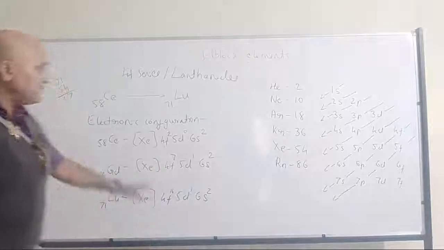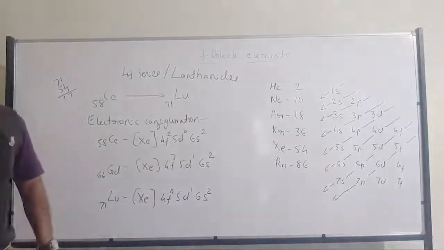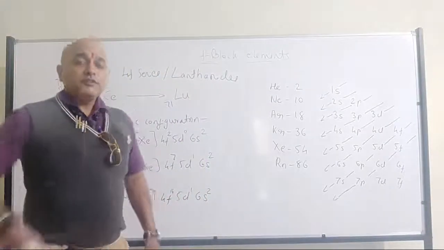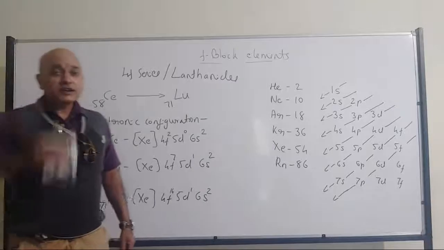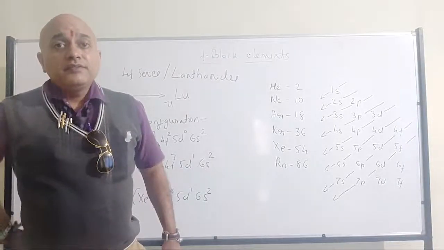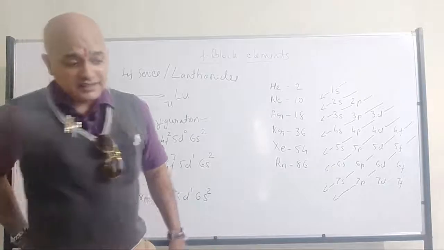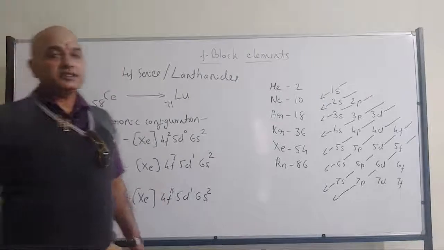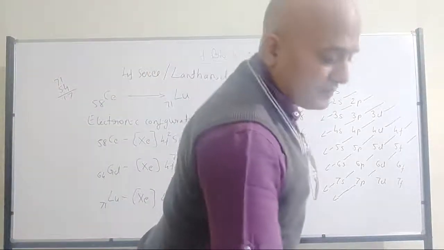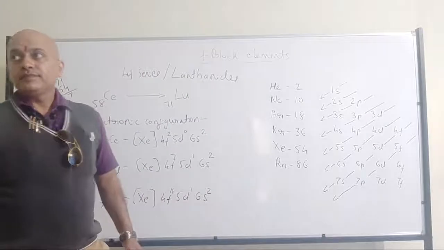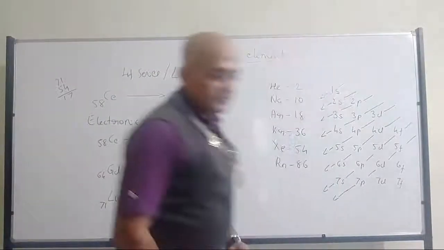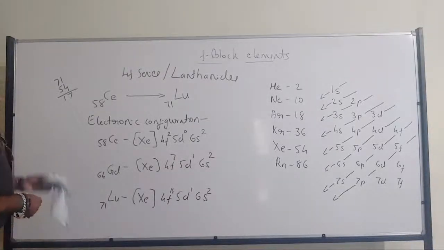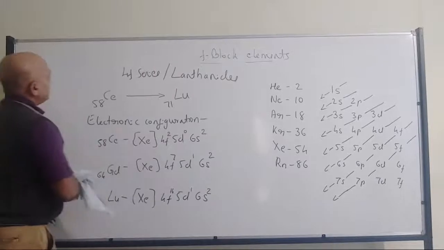If that is the case, by seeing these 3 electronic configurations, can any one of you tell me what will be the general electronic configuration for the 4F series, that is lanthanides? First, xenon, 4F0 to 14, 5D0 to 1, 6S2. All of you have understood this one, right? So if I go with a 1 mark question, you can expect it.